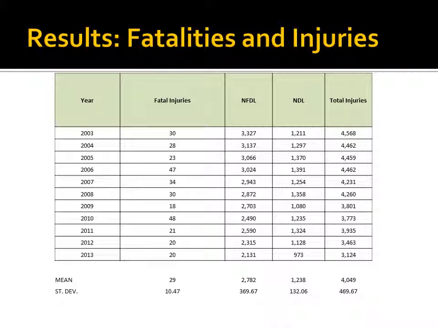Also based on this data, I was able to compute appropriate mean and standard deviation for all categories: fatal injuries, NFDL, NDL, and total injuries. And as you can see, one thing you should be able to notice from this is that total injuries spanning from 2003 to 2013 is spanning from 4,568 injuries to 3,124 injuries. So right away you're able to see that the total number of fatal injuries, or total number of injuries overall for the coal mining industry has increased as time goes on, which is a positive correlation to our hypothesis.